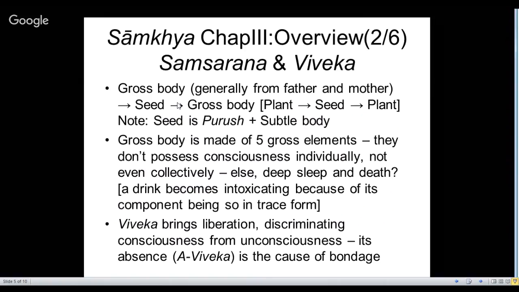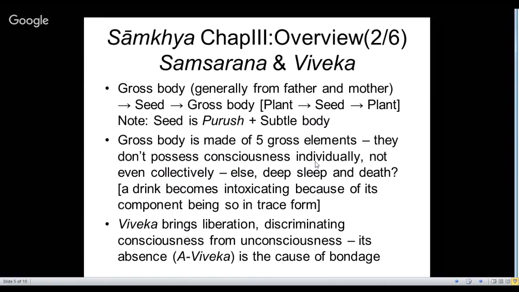So here I am trying to say that the cycle is there. The gross body gives rise to seed, then this individual will grow, become a gross body. It is like a plant giving seed, the seed gives another plant, that gives another family of seeds. So it goes on, an unending cycle. And this seed, I have already discussed, is Pushp enveloped with the subtle body. The gross body is made of 5 gross elements. Now he's coming to Chetan and Achetan.